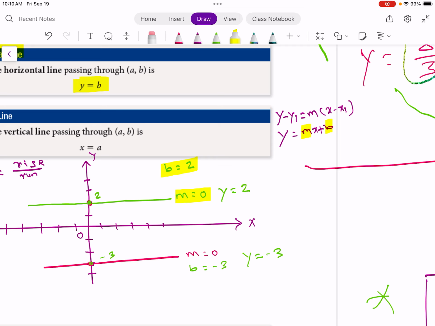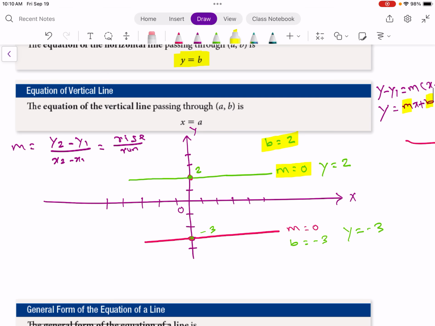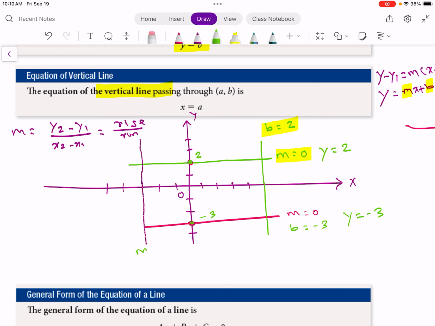Next, let's find the equation of a vertical line. Let's draw a vertical line here. So this is our vertical line. Let's draw one more vertical line here. Now, if we are thinking of the slope of this vertical line, what would be the slope of a vertical line? Our slope is rise over run.